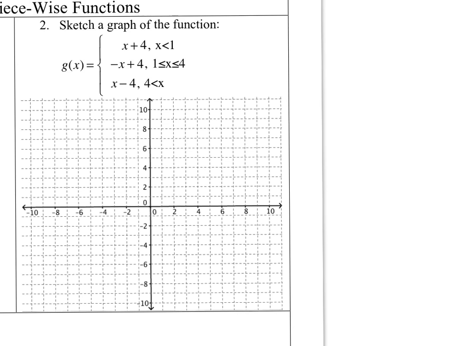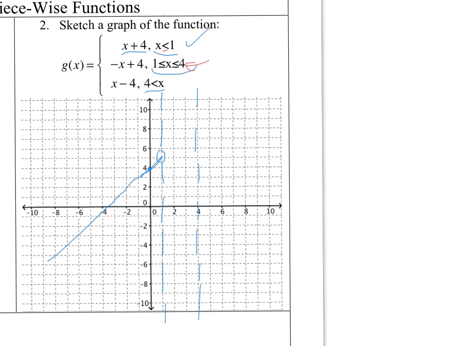Second problem, we're looking at a piecewise function. First thing I'm going to do is set up my boundaries. So at positive 1, there's a boundary, and then at 4 is another boundary. Okay, and that takes care of that guy too. So we're looking at x plus 4, but only when x is less than 1. Okay, x plus 4, y-intercept of 4. We've got a slope of 1. And that guy is done. At the end, he's going to have an open circle because that is a less than.